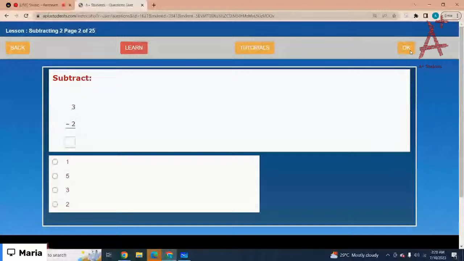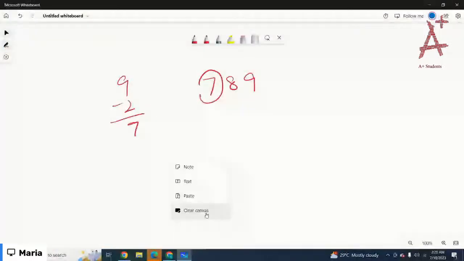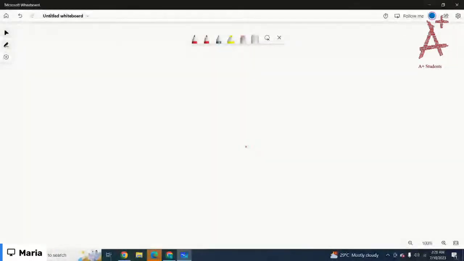Okay, the next one, 10 take away 2. So start with 10 and go back two numbers, or either you can make just 10 lines and remove two of them and you can count the rest of the lines. You can use any method that is easy for you. So start with 10, go back two numbers. So 10, 9, and 8. So 10 take away 2 is 8. So the correct option is 8.